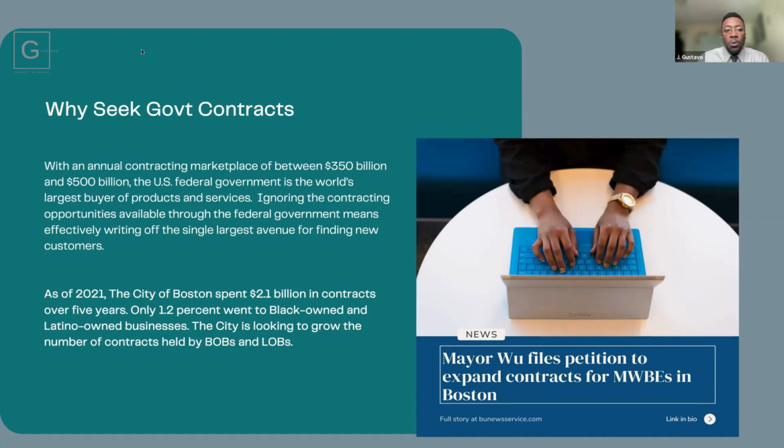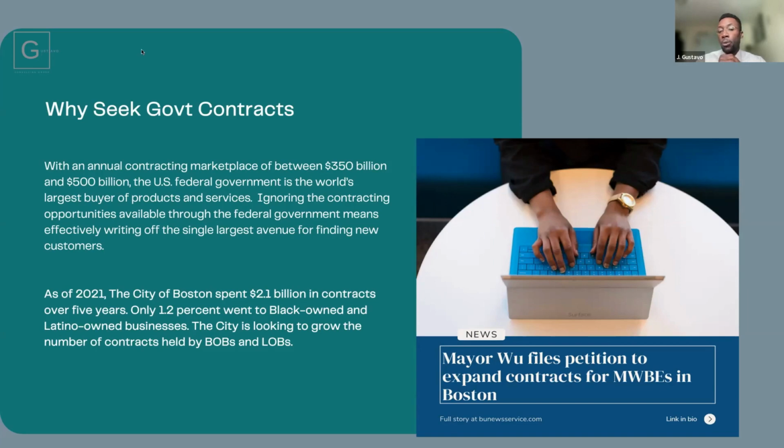Ignoring the contracting opportunities available through the federal government means effectively writing off the single largest avenue for finding new customers, right? They have such an extensive budget that not considering that as a source of revenue for your business, especially if you've answered the first series of questions that I listed before, and you feel as though, yes, I can provide the services that government is looking for, then you should by all means consider seeking out government contracts.